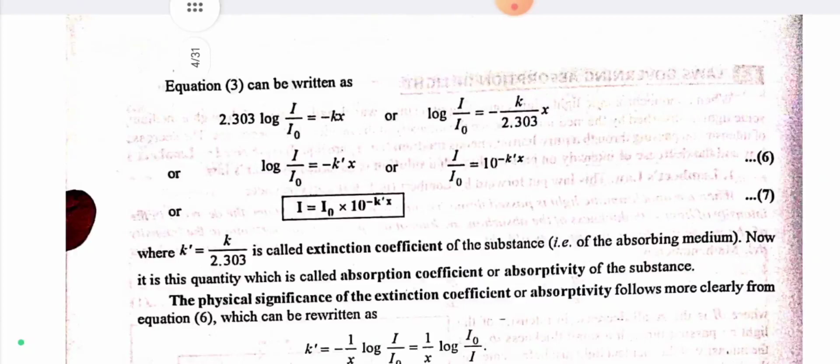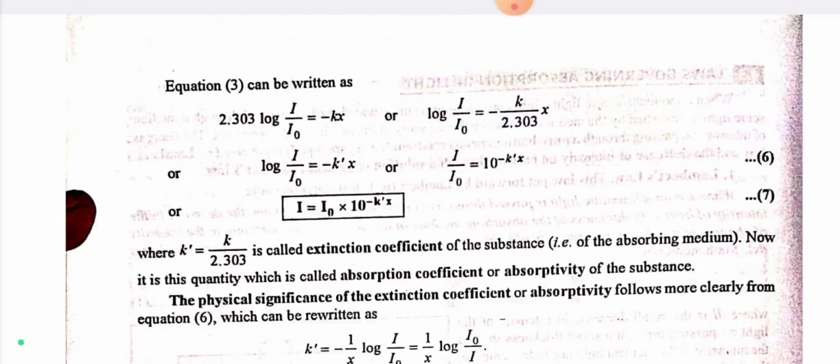Equation 3 can be written as 2.303 log I/I naught is equal to minus kx, or log I/I naught is equal to minus k/2.303 into x. Log I/I naught is equal to minus k dash into x, or I/I naught is equal to 10 to the power minus k dash x. I is equal to I naught into 10 raised to the power minus k dash x, where k dash is equal to k/2.303 and is called the extinction coefficient of the substance, that is, of the absorbing medium. It is this quantity which is also called the absorption coefficient or absorbability of the substance.